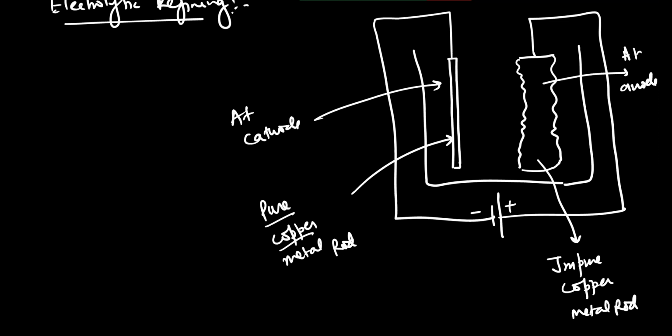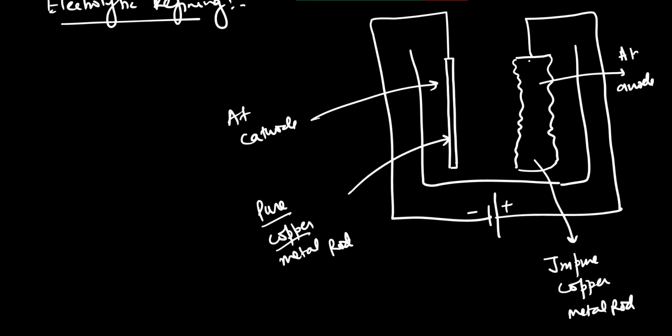The pure metal rod is taken as the cathode. Okay, you understood? Everybody getting this one? And the impure metal that we are going to purify, we just take it as the anode. For example, if we are going to purify copper by this method, we need to take the electrolyte of that copper also. So we take the electrolyte as copper sulfate.